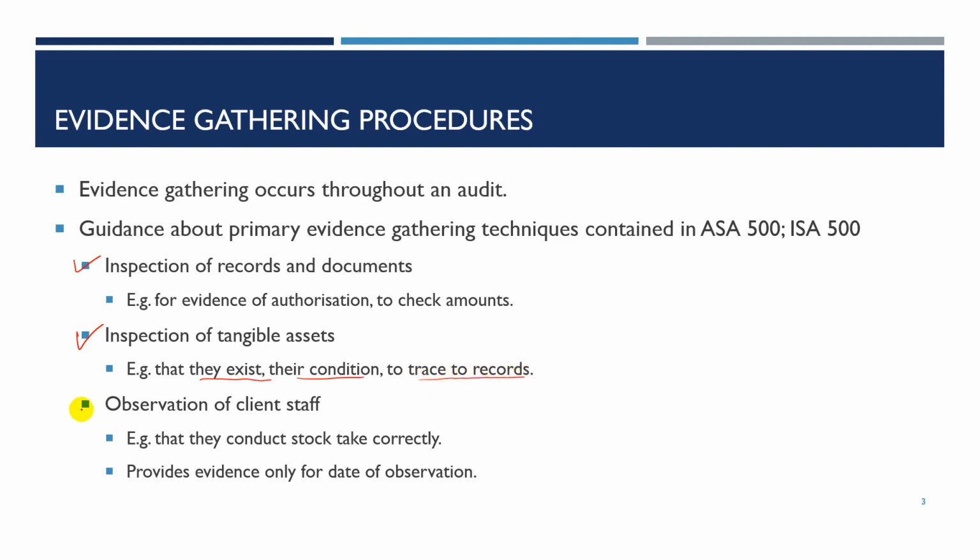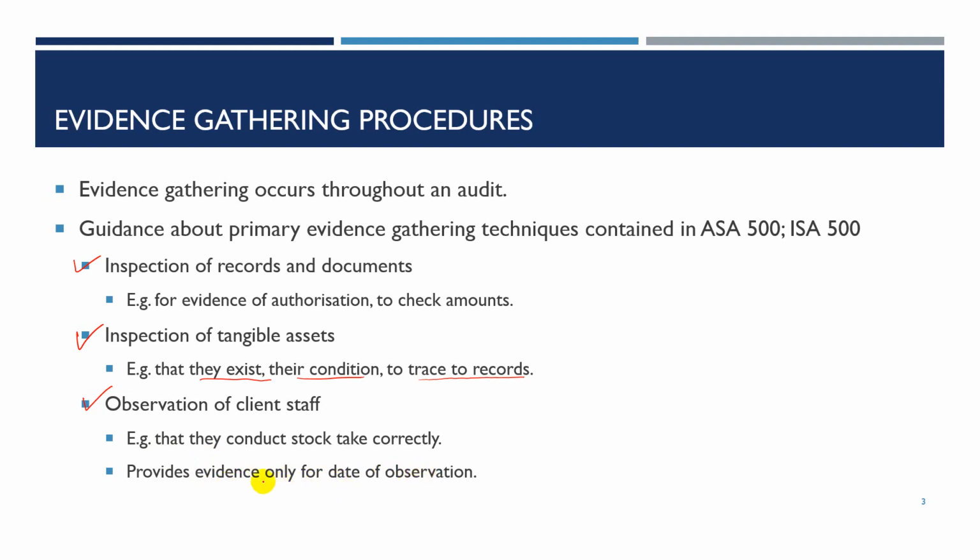The next procedure is observation. The auditor observes the client's staff undertaking various procedures when there is no other way of establishing that a process is being used by the client. For example, an auditor observes the opening of mail and the conduct of a stock take to determine whether the appropriate procedures are being followed.